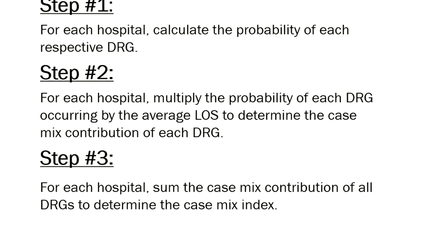There's three major steps that are involved in this process. First step is for each hospital, we'll calculate the probability of each respective DRG. Step 2, for each hospital, we'll multiply the probability of each DRG occurring by the average length of stay to determine the case mix contribution of each DRG. And in step 3, for each hospital, we'll sum the case mix contribution of all DRGs to determine the case mix index.